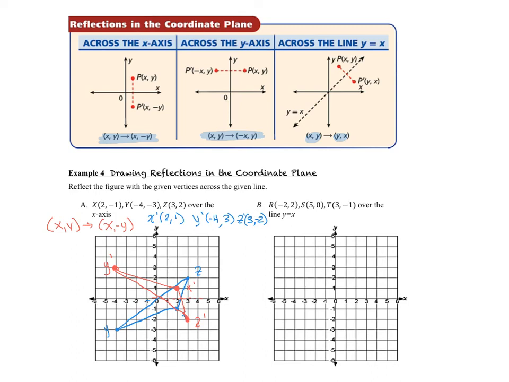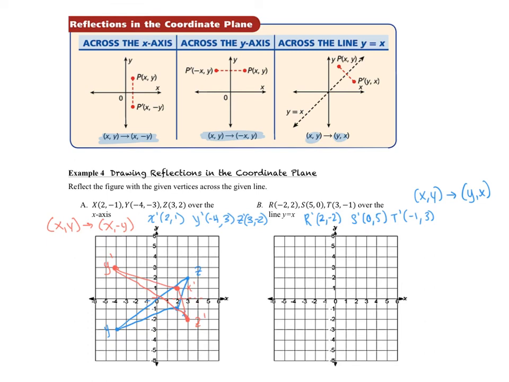Okay, reflect over the line y equals x. So remember, for this one, the mapping statement says that if we have an ordered pair, it just switches, it becomes y comma x. So r was negative 2, 2, and r prime is going to be, oops, I already messed up. Switch those, 2, negative 2. S prime will be 0, comma 5, and t prime is going to be negative 1, comma 3. So I'm just switching the order of the x and y values.